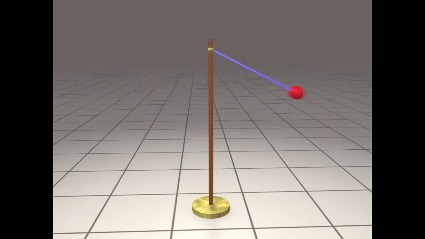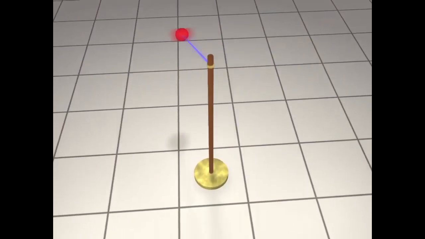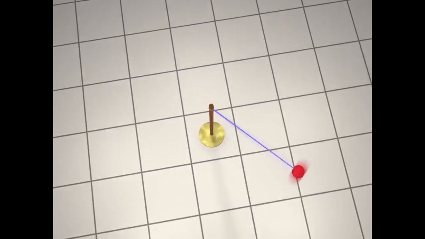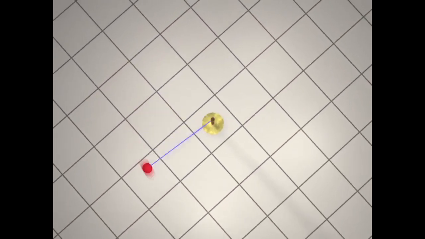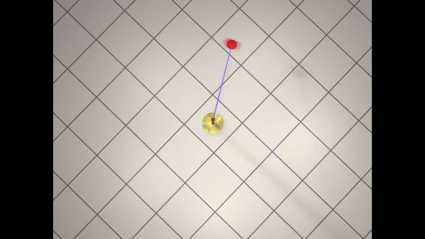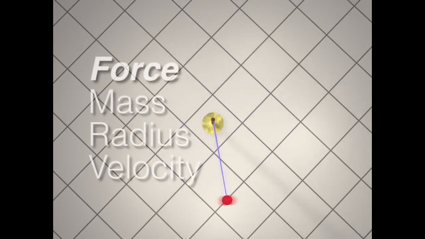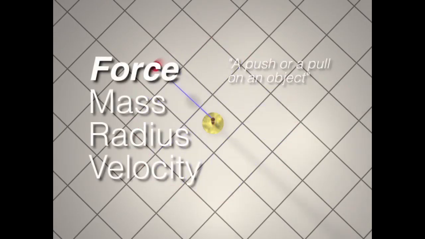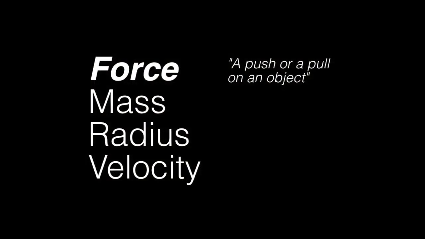Why does the bob keep moving in a circle? It's because the pole is pulling the bob into a circular path via the rope. We call this interaction between the bob and the pole a force. Force can be thought of as a push or a pull on an object.